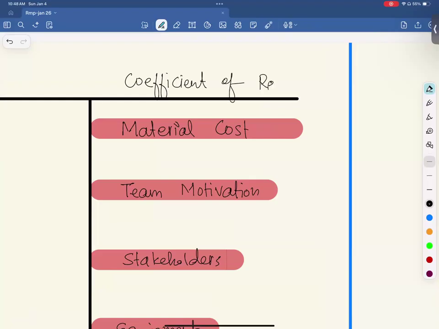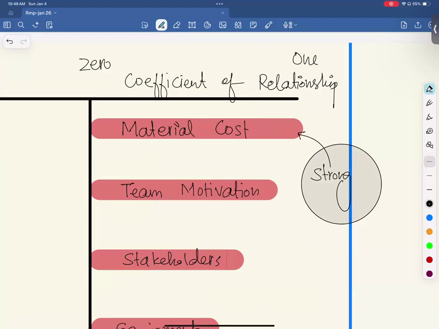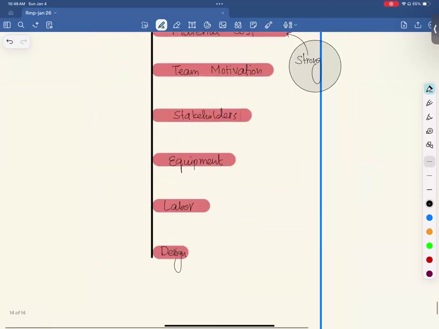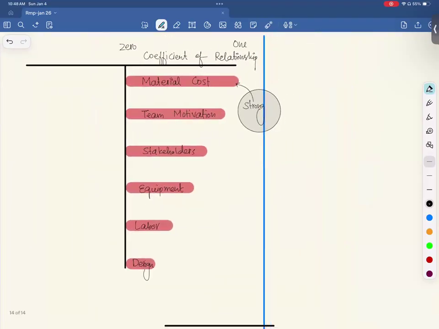This is highly technical, not important for the exam, but just for your knowledge. And it varies from 0 to 1. 1 means this factor has a very strong relationship with project cost. 0 means no relationship. This particular factor has nothing to do with cost, meaning design has the least relationship with the cost of your product. Just assuming. In reality, it has, but based on this example. And similarly, on the other side, you write all positive opportunities, whatever they are.